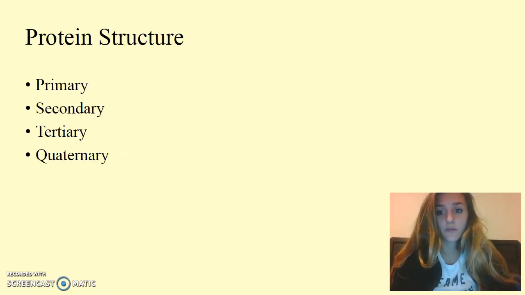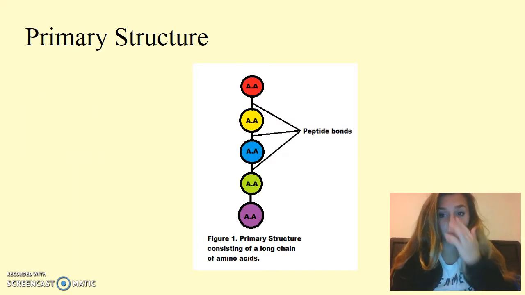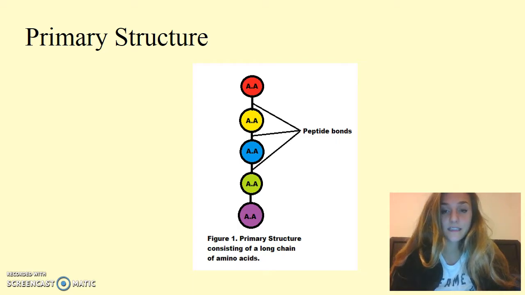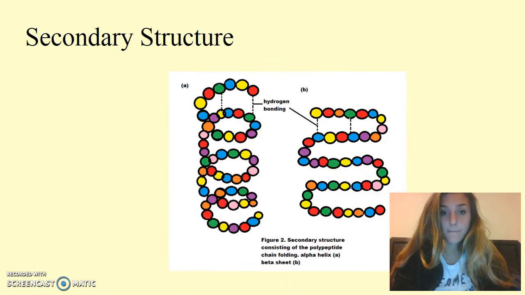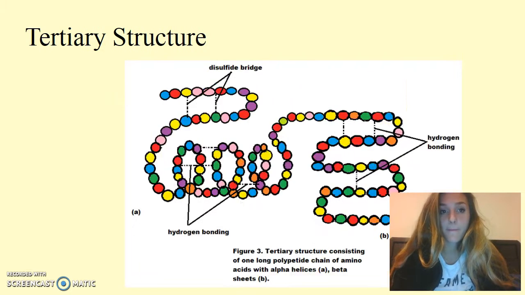So there are four different structures that we look at in a protein. We have the primary structure, which I have illustrated here. It's a long chain of amino acids connected by peptide bonds. And then we have the secondary structure, which exists in either an alpha helix or beta sheet. Hydrogen bonding is what's responsible for these shapes.